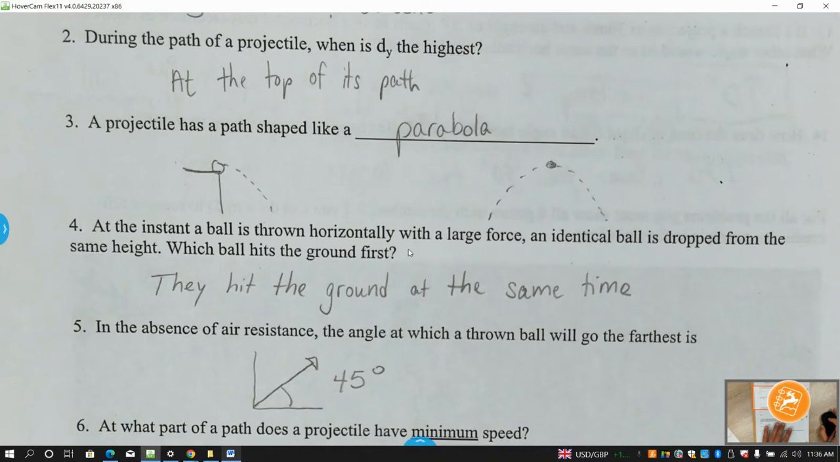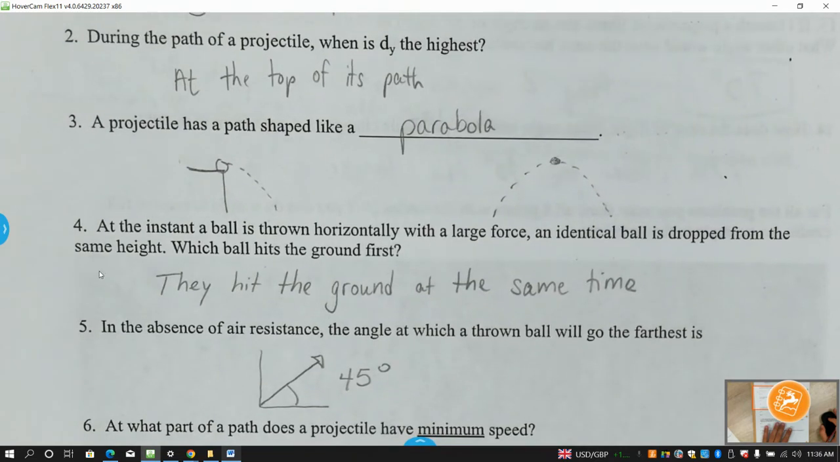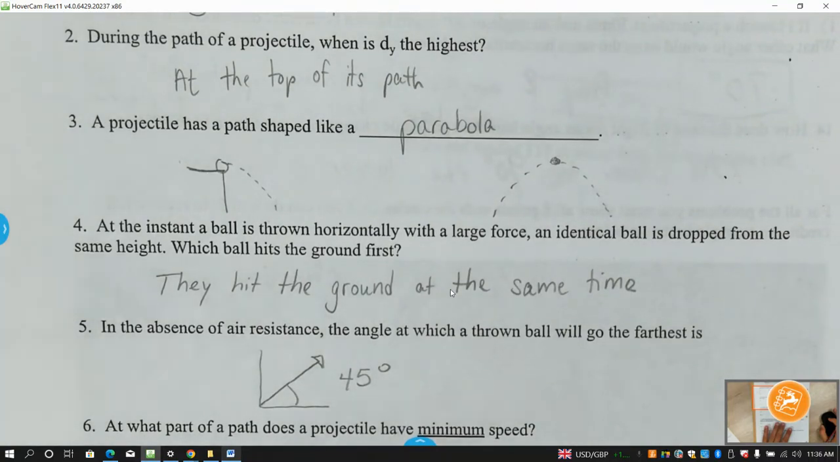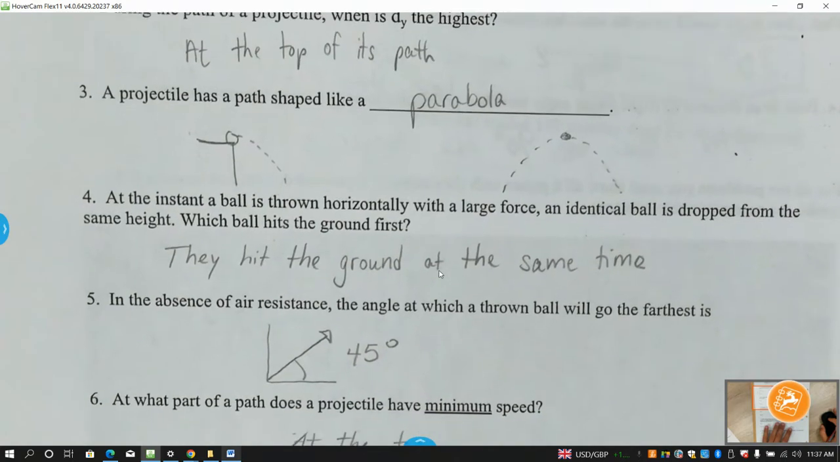Number 4, the instant a ball is thrown horizontally with a large force, an identical ball is dropped from the same height, which would hit the ground first? They're going to hit the ground at the same time because they're being launched from the same height. Imagine if you're dropping something off of a table, they both have to fall that same distance to the ground. And the only thing affecting them in that direction is gravity, which will affect them the same. Obviously, we're neglecting air resistance still.